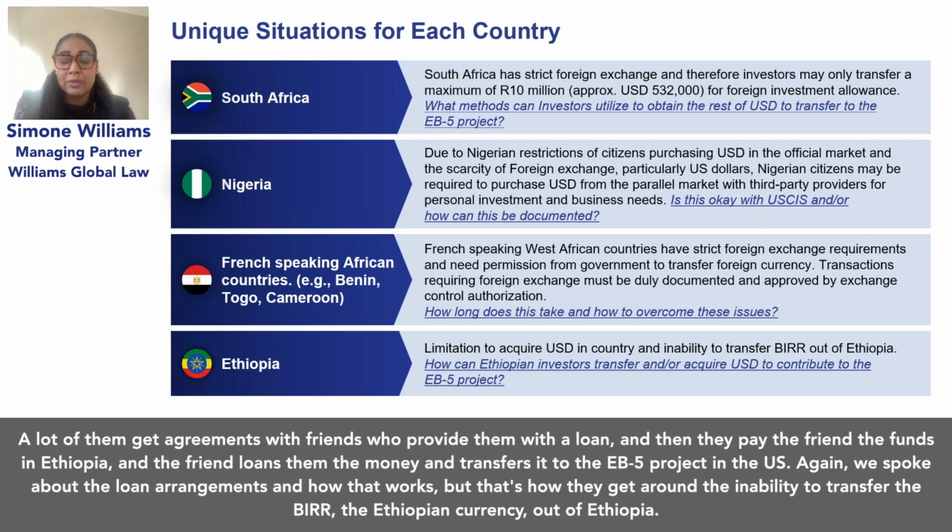A lot of them get agreements with friends who provide them with a loan, and then they pay the friend the funds in Ethiopia, and the friend loans them the money and transfers it to the EB-5 project in the US. Again, we spoke about the loan arrangements and how that works, but that's how they get around the inability to transfer the birr, the Ethiopian currency, out of Ethiopia.